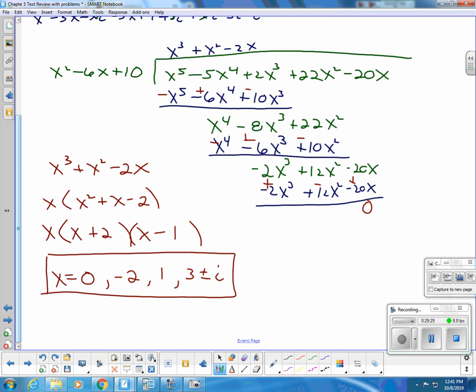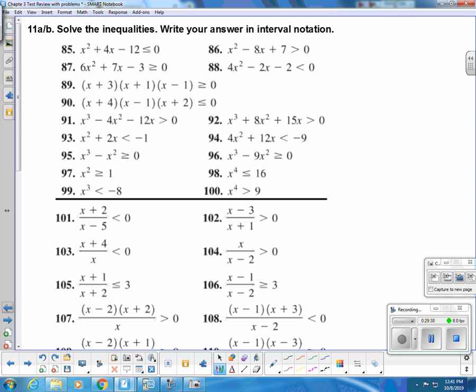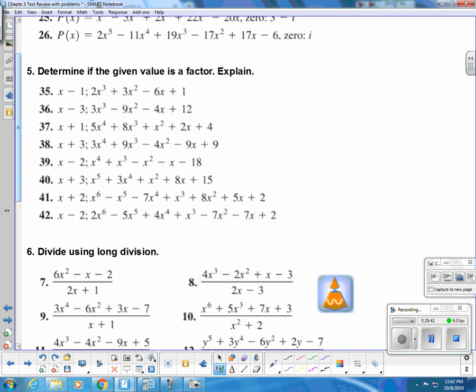Okay. Last one is the easiest question for tomorrow. I feel almost bad for this part. I mean, this is going to take you a little bit of time, but some of these are just too easy for you, I think. I'm going to leave them on there. Determine if the given value is a factor. Which one do you want to do? 41. Beautiful.